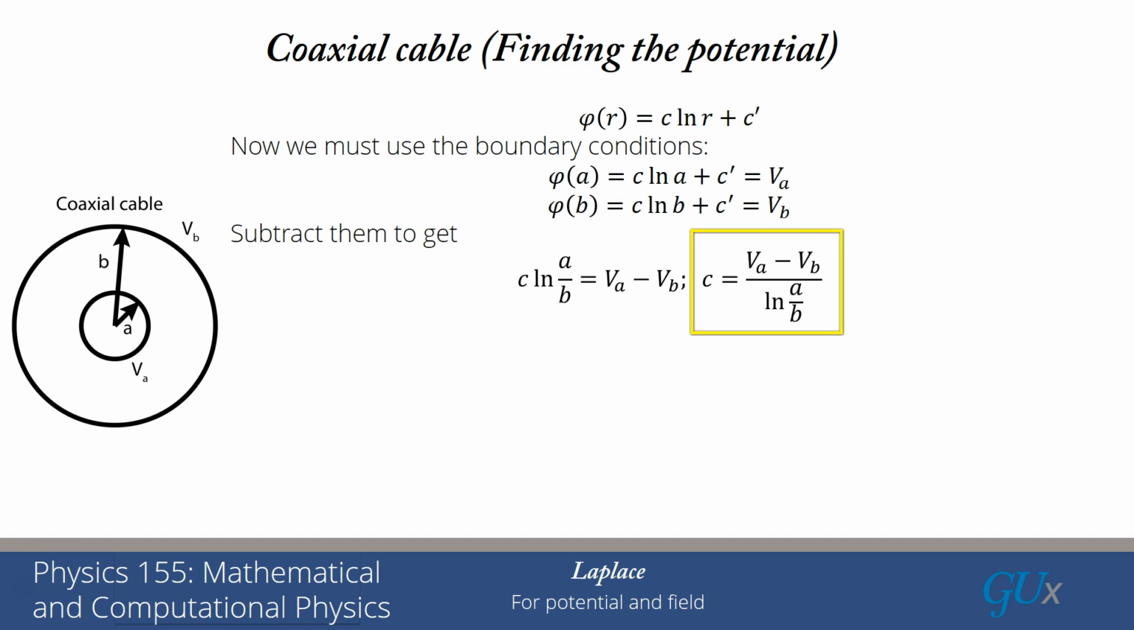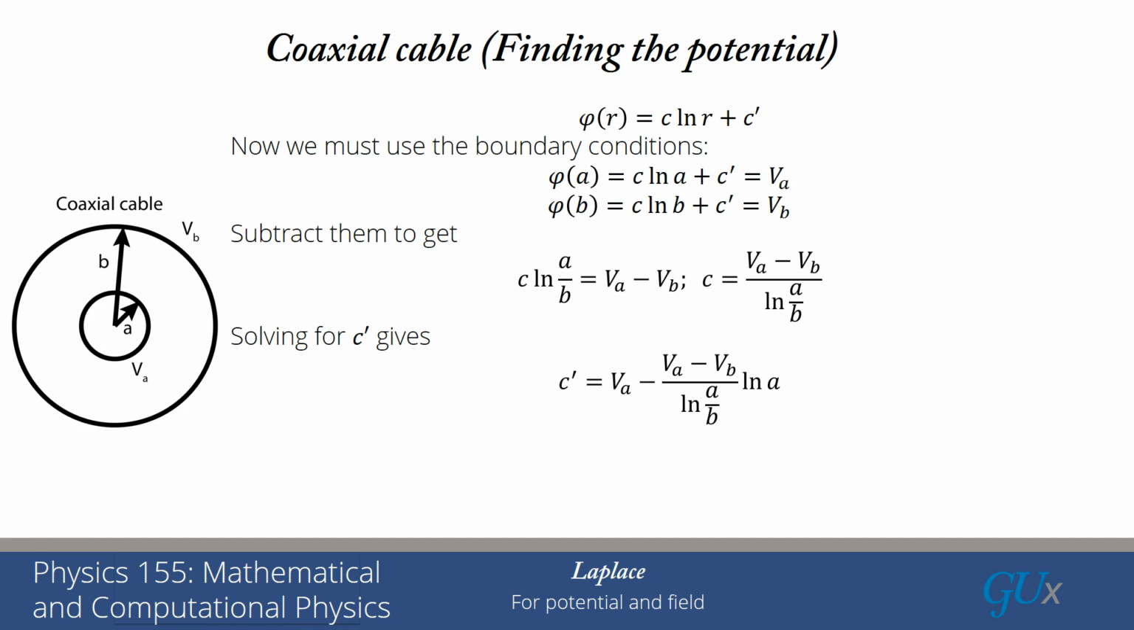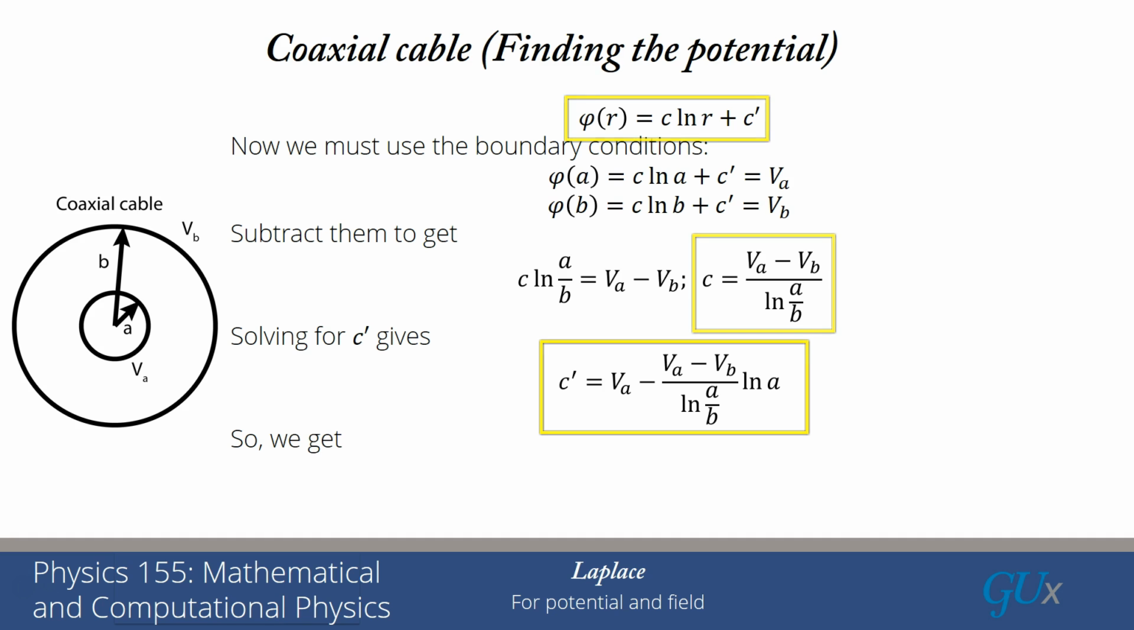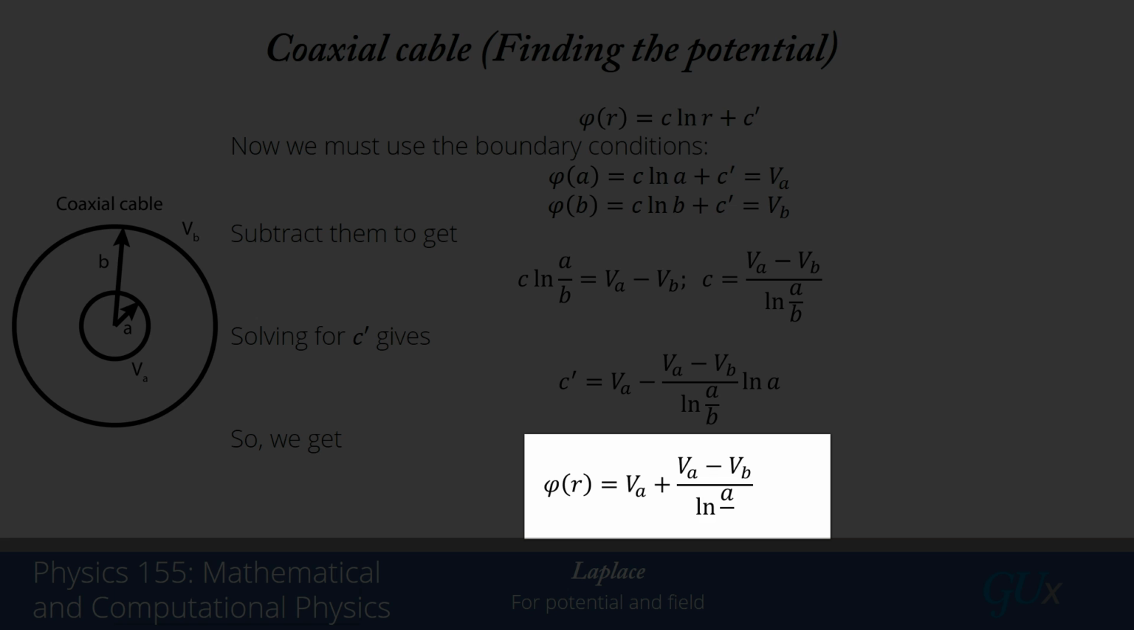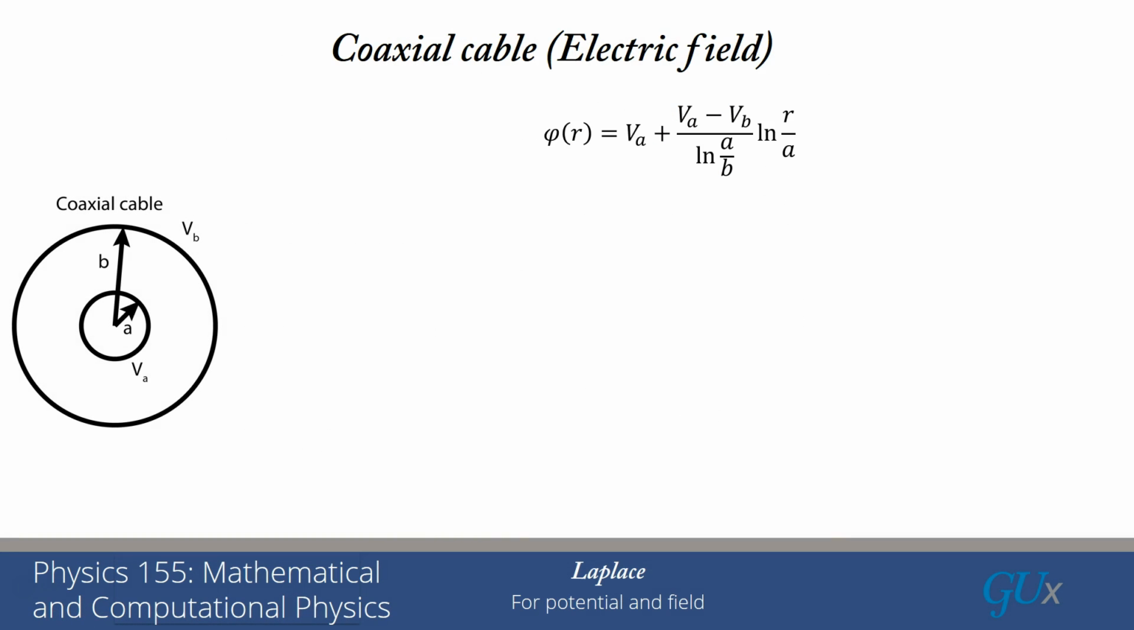Now I'm going to take that result for C and plug it into the first equation and solve for C prime. And when I do that, I find C prime will equal VA minus C log A, and C was just equal to VA minus VB over log A over B. And so I get this long expression for C prime, and now I'm going to plug both C and C prime into the result for phi of r to get the expression for phi of r. So we get that phi of r is equal to VA plus VA minus VB over log A over B times the logarithm of r over A. And that comes just by substituting the C and the C prime into these equations and recognizing that I can collect the terms with the log r and the log A in them and combine them as log r over A. Okay, so now we have this nice formula for phi of r.